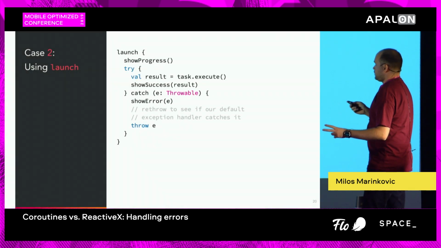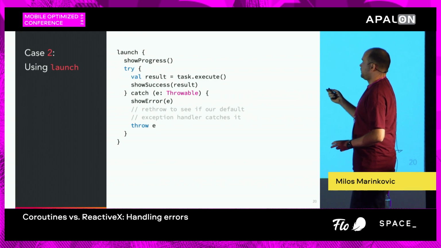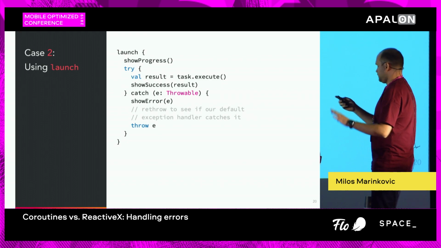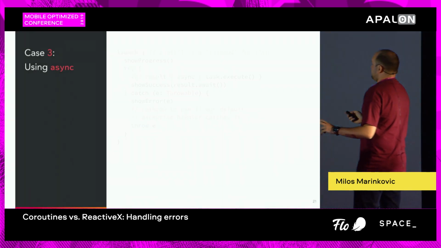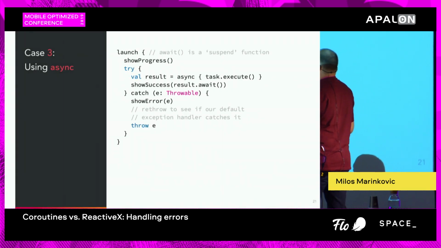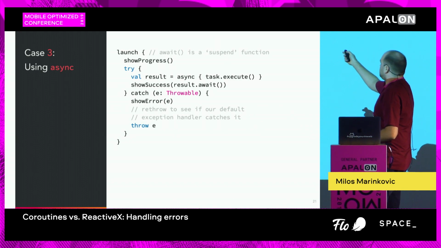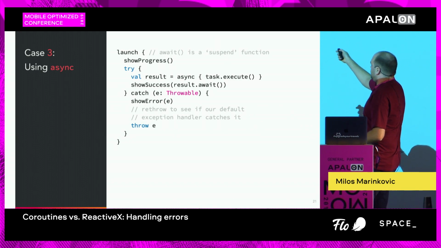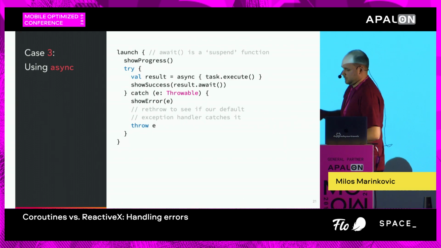The second one is launch. Launch is available only in the scope. It's the exact same code. The third one is async. Here, with async, you do some task, you get some kind of result, and then you can await for this result to appear with this keyword.